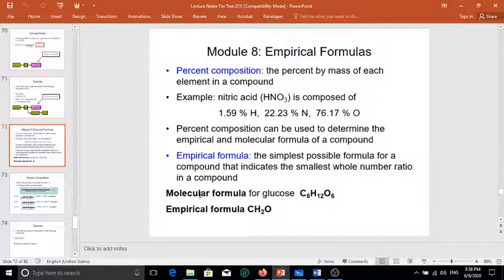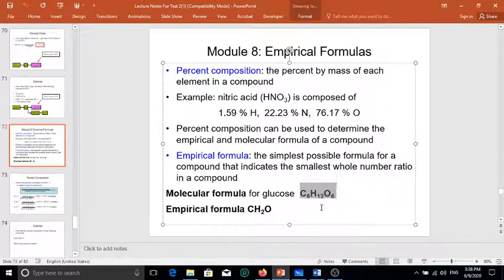Now for example, we have a molecular formula for glucose, C6H12O6. The simplest ratio among all of these elements would be to divide everybody by 6, which in this case turns out to be CH2O. So you can see there's an actual formula of this compound, and then there's an empirical formula for this compound. So that's the definition of empirical formula.